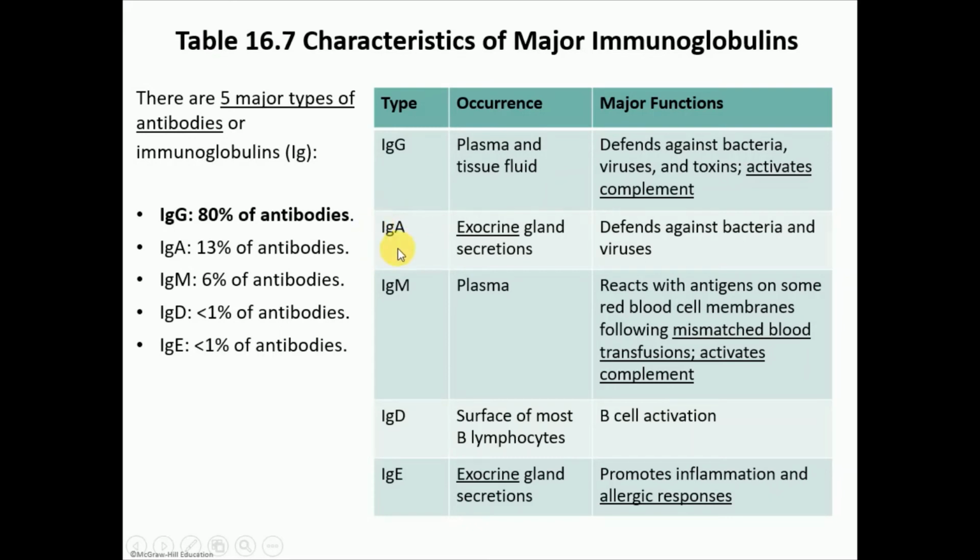Another immunoglobulin that is found in exocrine gland secretions is immunoglobulin E. IgEs help in inflammation and allergic responses.